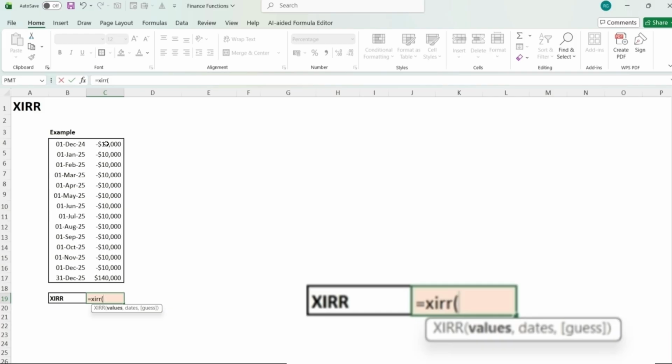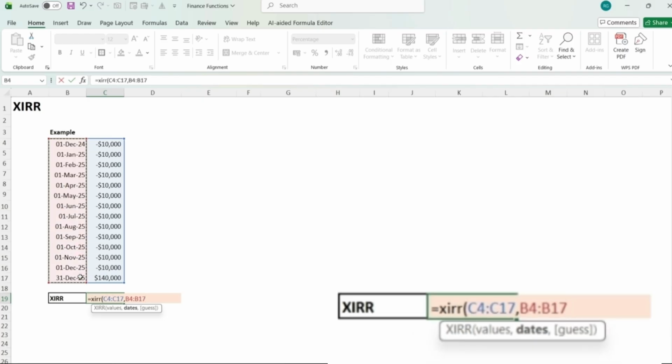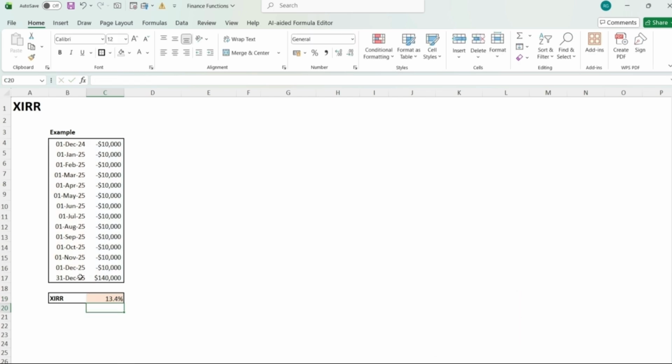So we have the values from cell C4 to C17, and the dates of these investments and values are in column B, B4 to B17. The third input, which is the guess of the IRR, is optional, so we will leave it blank, close the bracket and enter. So the XIRR or the rate of return from the investment is 13.4%.